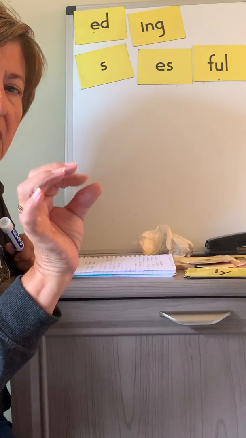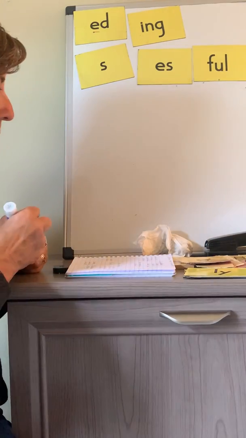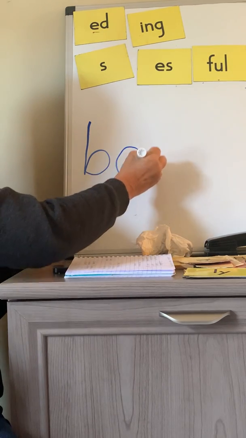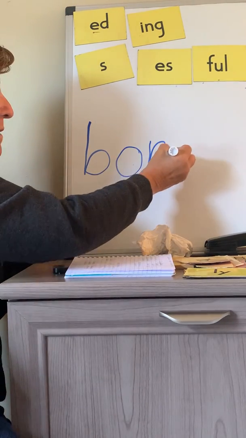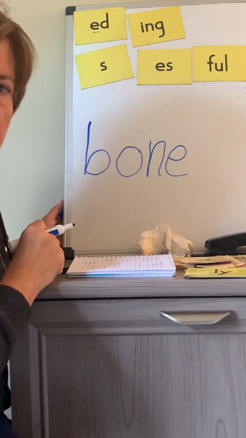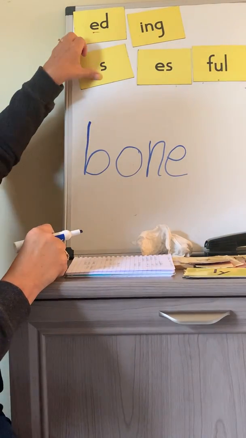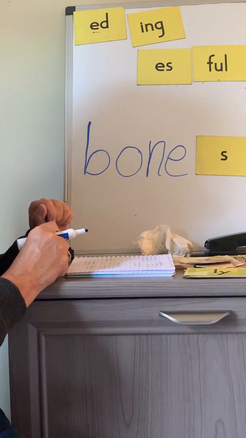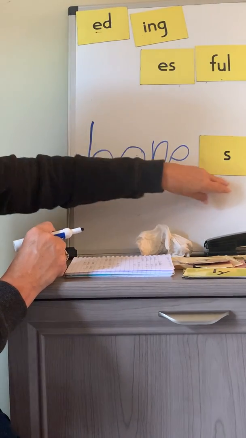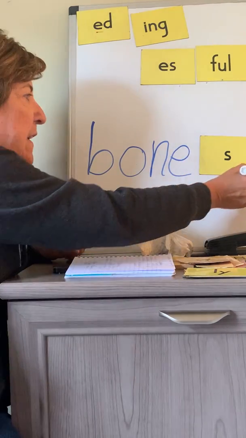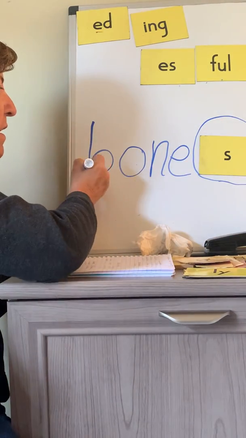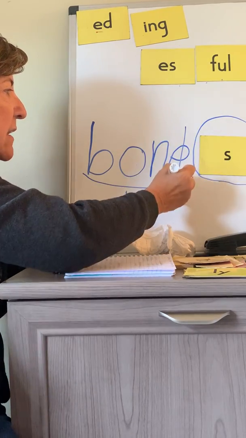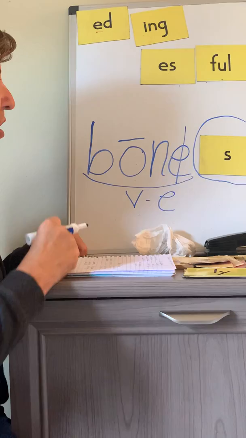Bone. B-O-N-E. How do I make it bones? I'm going to just add on the S suffix. Bone, bones. Put the S in the black hole. Scoop it. It is vowel consonant E because the E is silent and the O is long.